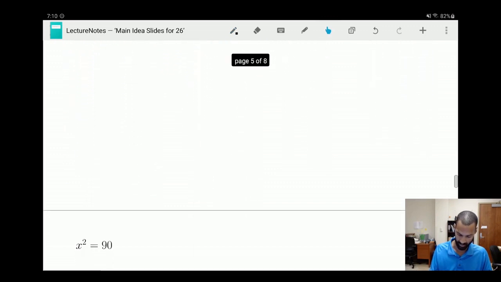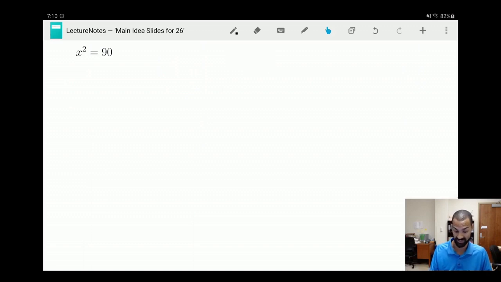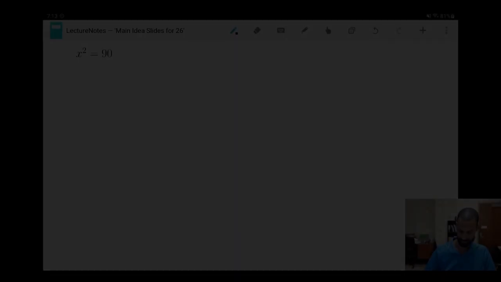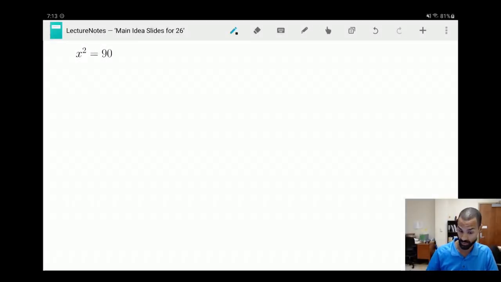Okay, so the square root property. That will bring up some other types of problems, some other types of numbers. So it's been a while since we've encountered a new type of number, and here we go. Okay, this is set up for the square root property now.